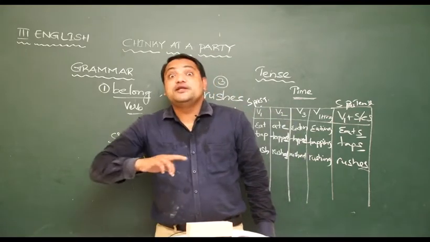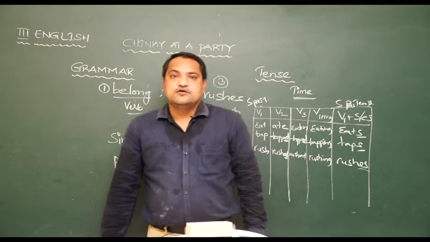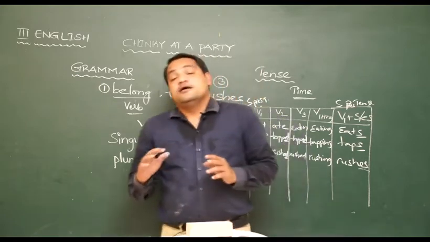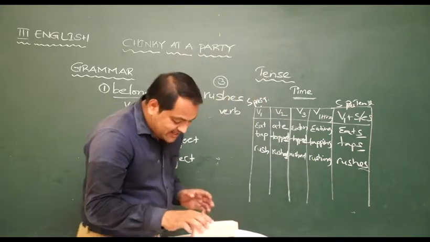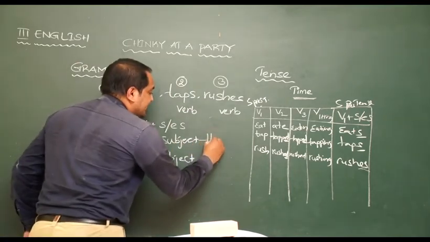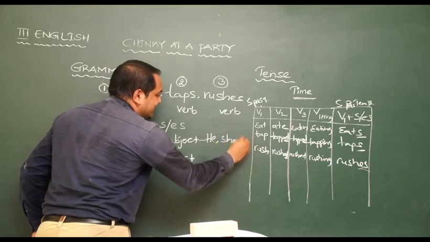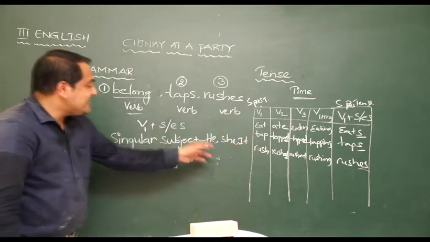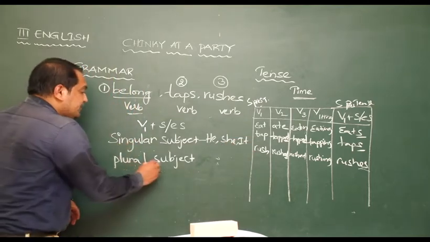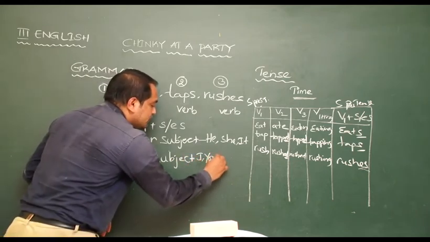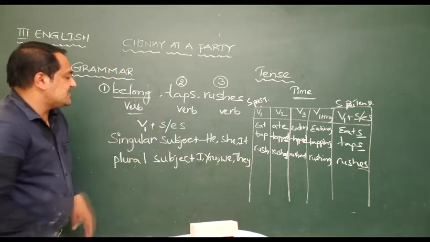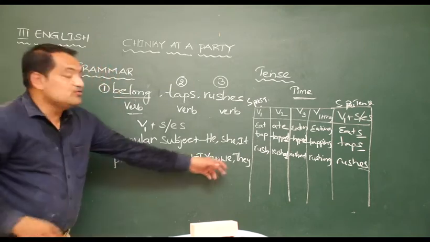Then, I belong to Mr. Hans. What is the subject here? I. Okay? In the same way, I, you, we, they. What are the subjects? Singular subjects are he, she, it. If you see he, she, it as a subject in a sentence, they are singular subjects. If you see I, you, we, they, these are plural subjects.